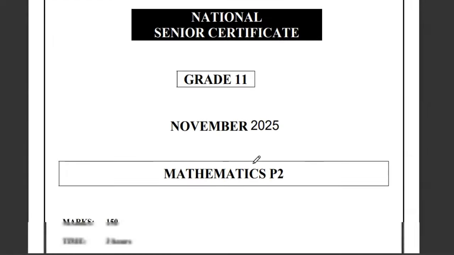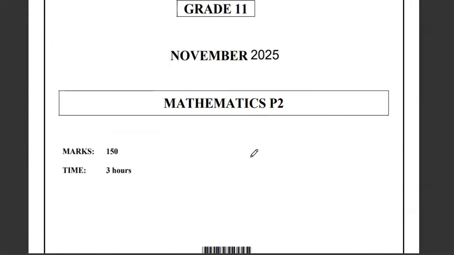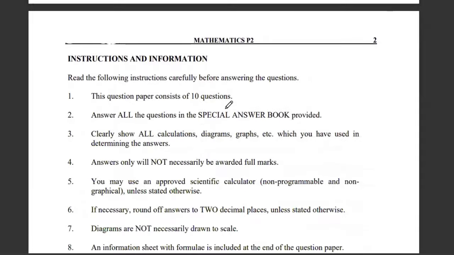So with me, I have a practice paper that I'm going to use, which is out of 150 for 3 hours. They're telling us that we have 10 questions. We need to answer all the 10 questions.